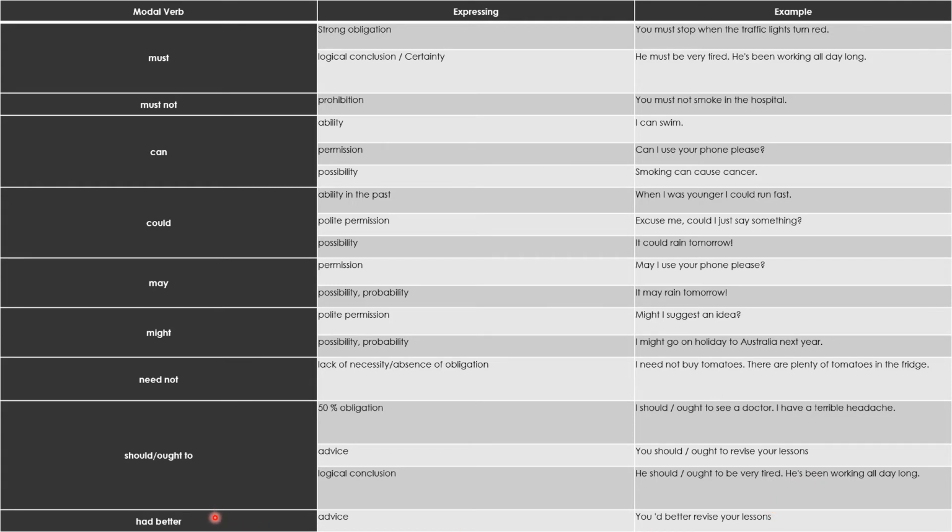And had better refers to advice: you had better revise your lesson. Whenever I am recommending that you revisit the lessons, redo the lessons, that is the time I could use had better in that particular context.